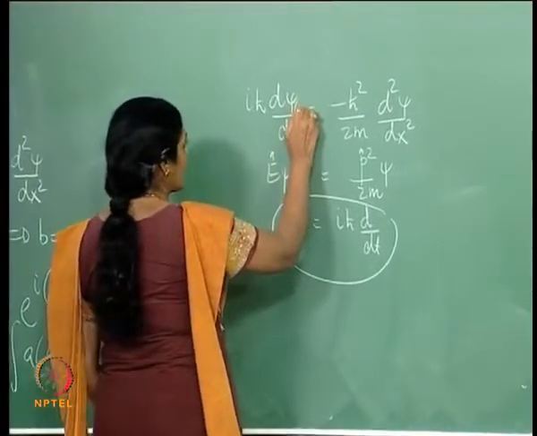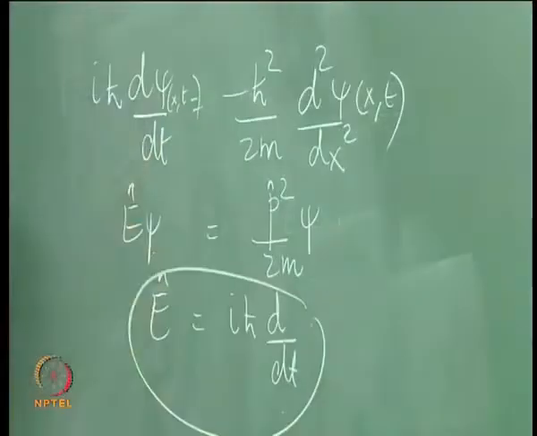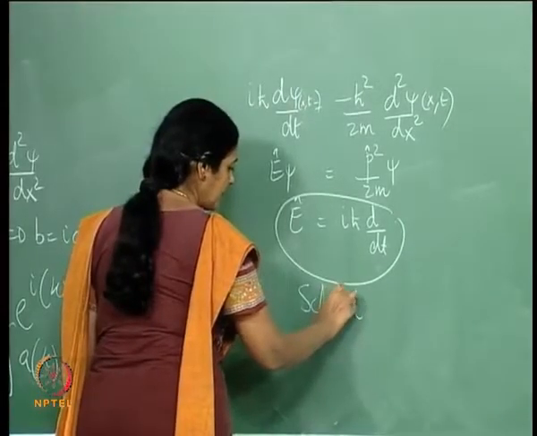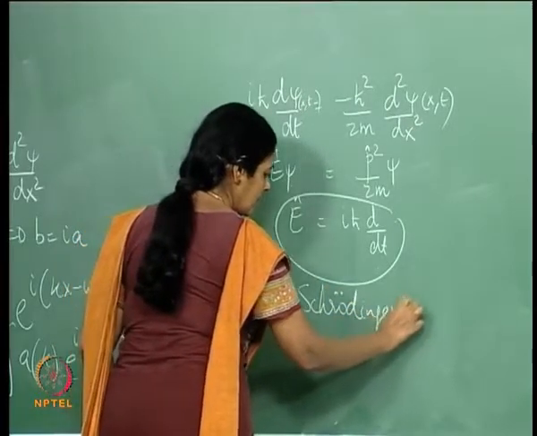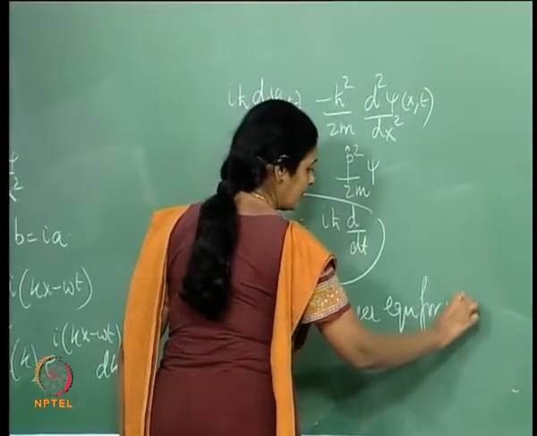These are all functions of x and time. This is the Schrodinger equation for psi of x,t.